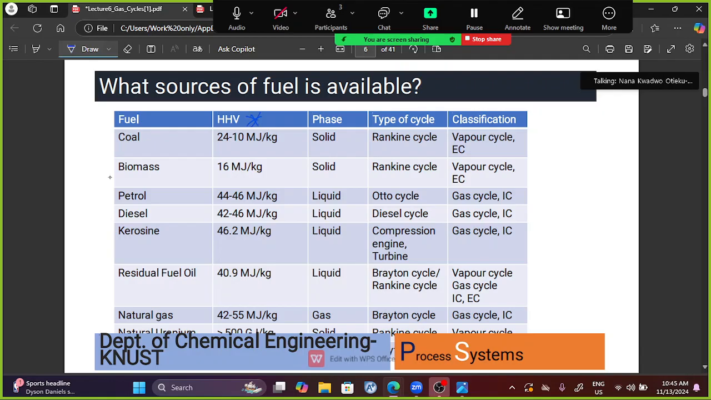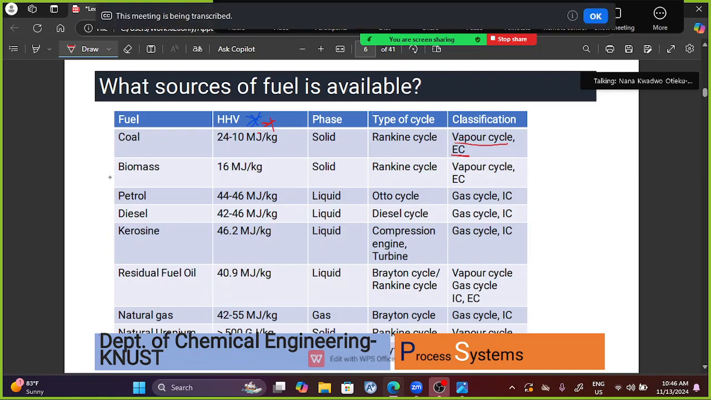We have their high heating values over here, then their phases, then the types of cycles that they work in, right? And then their classification. So whether it's going to be a gas or vapor cycle, whether it's going to be an internal or an external combustion engine, right? So these are just some examples.